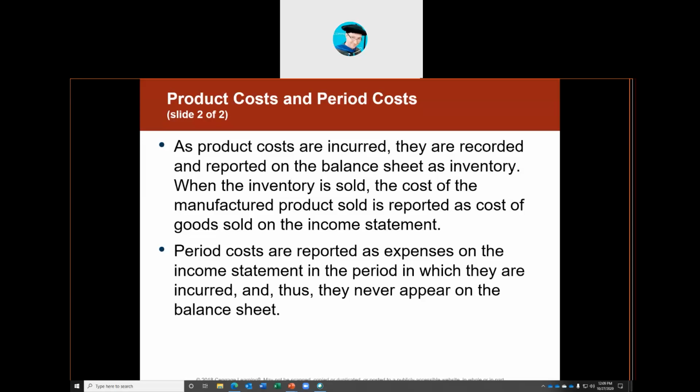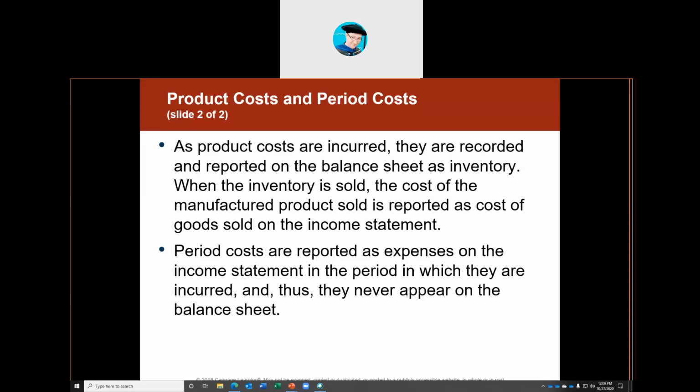Don't worry, we'll talk more about that. I just want you to understand that on the balance sheet, you have raw materials, work in process, and finished goods all within your inventory on the balance sheet. And we'll talk more about that later in the chapter and in the next chapter.